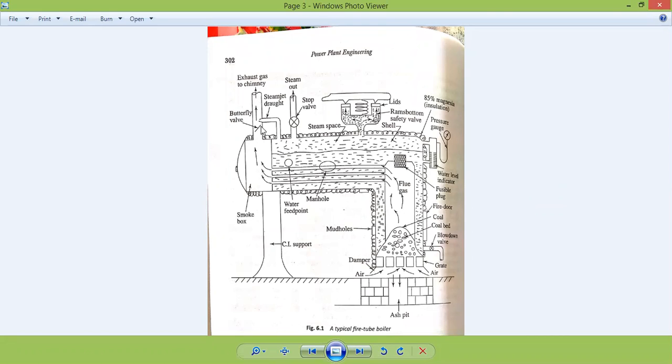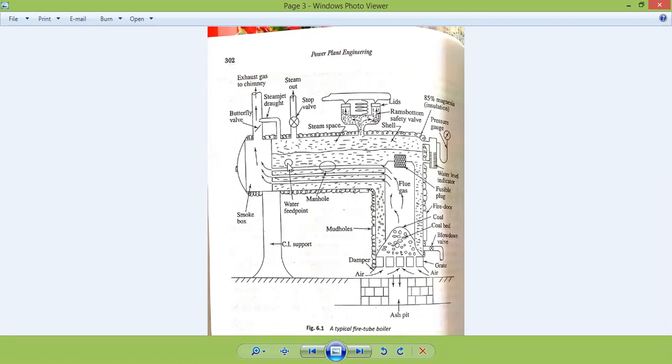The butterfly valve is there. The valve is required. If necessary, you can stop the exhaust fan and go out on the draft of the chimney. We have to create draft so that the gases automatically go up and out. The steam stop valve here is the outlet of steam, and there is a safety valve.